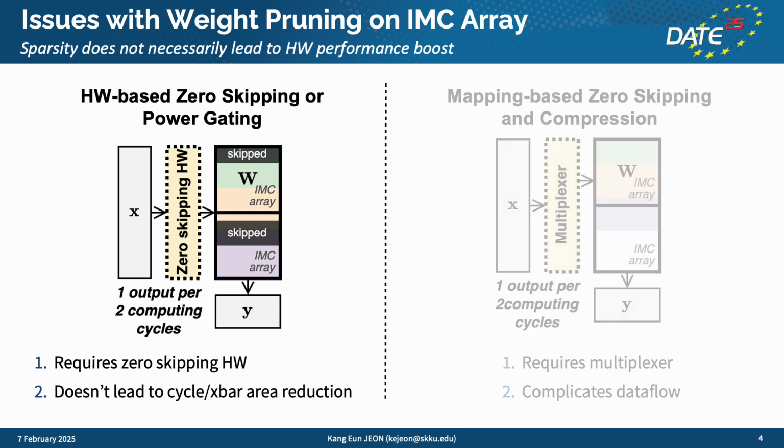Now, one way to support pruning is by zero skipping or power gating. We basically zero out an entire row of the weight matrix, skipping the computation of that row. To achieve this, we need some sort of peripheral to enable zero skipping, such as power gating hardware. Although this may help with energy saving, it will not lead to cycle or crossbar area reduction.